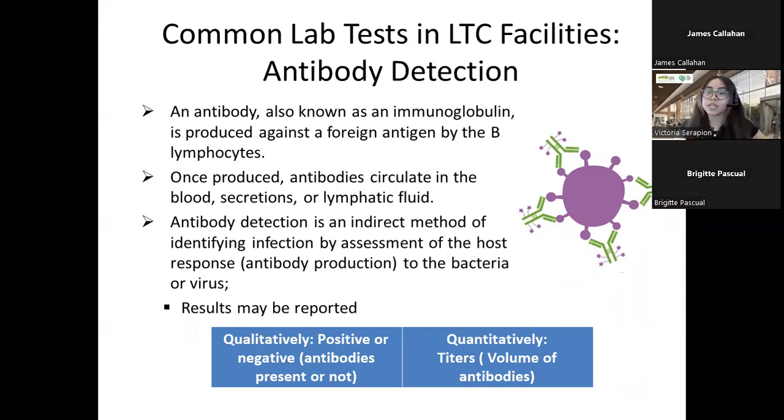Antibody detection is an indirect way of assessing host response, in the sense that it can be reported either qualitatively or quantitatively. So positive or negative, whether antibodies are there or not, or it can be represented in titers, the volume of antibodies. However, antibody detection should be interpreted in consideration with the predictive value of the specific test that you're looking at.